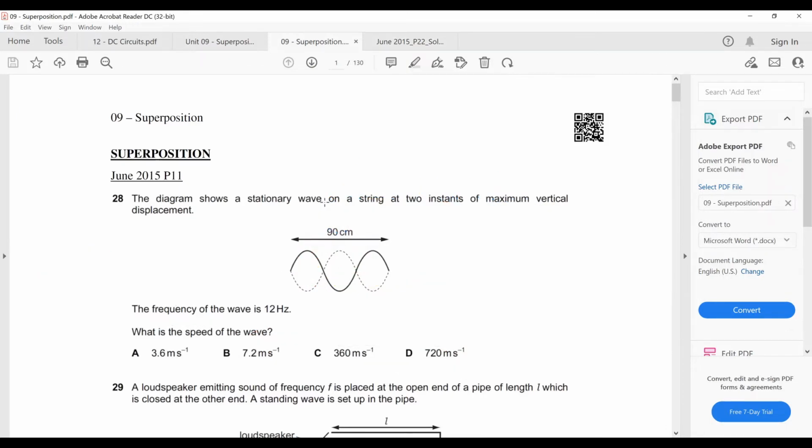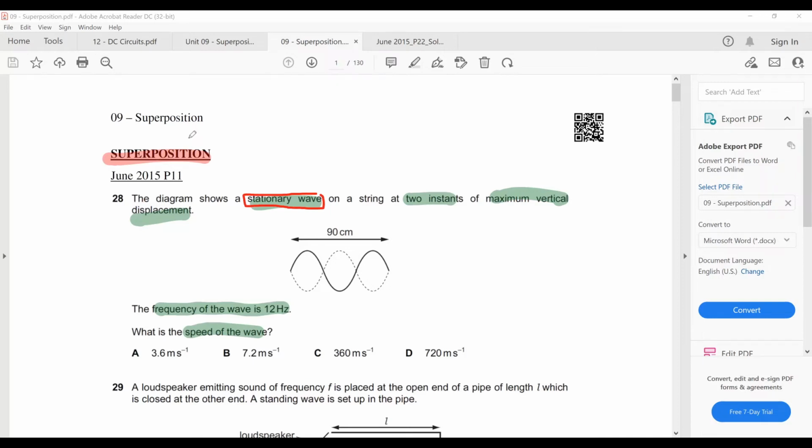Now, the diagram shows you a stationary wave on the string at 2 instants of maximum vertical displacement. The frequency of the wave is 12 Hertz. What's the speed of the wave? So whenever you want to do your questions, please make sure whether you are dealing with a stationary wave. Okay, for the topic of superposition, how you will treat it depends on whether you were able to identify what was the situation there.